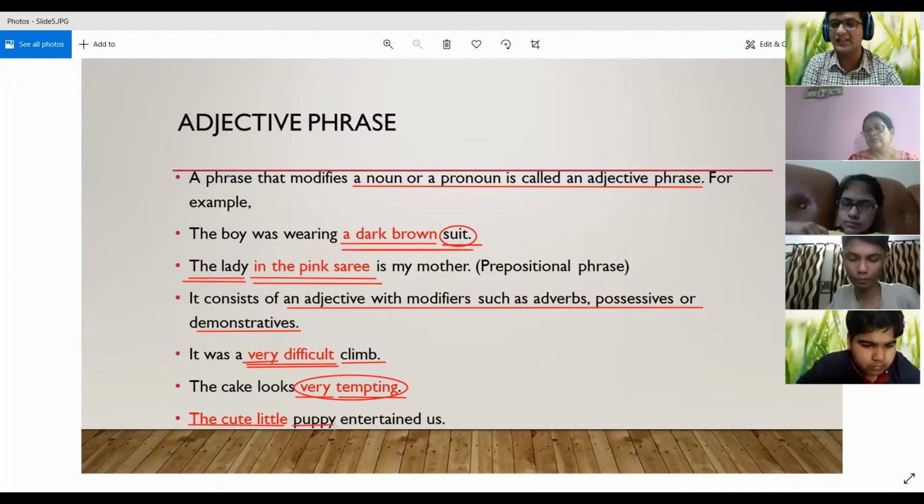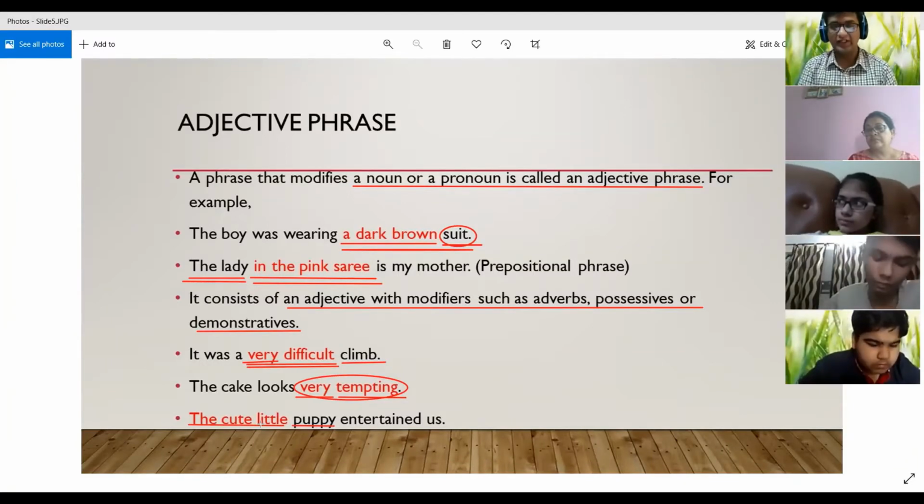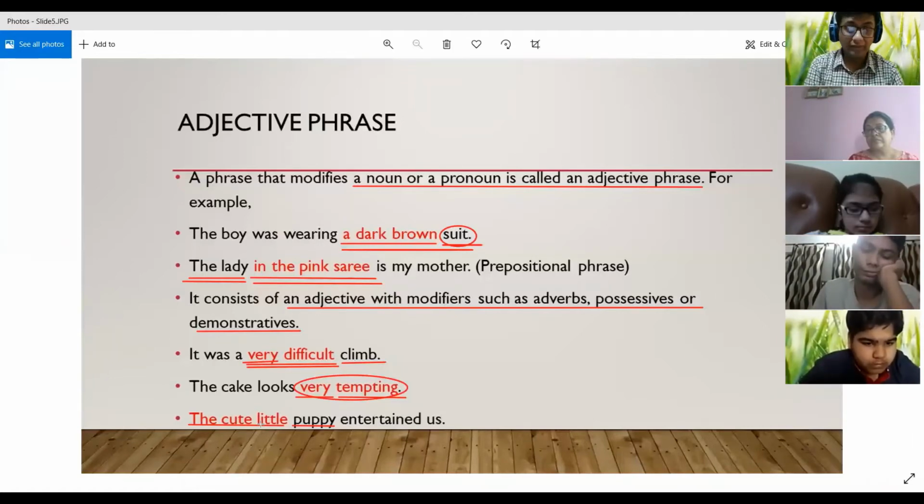Puppy over here is a noun, right? And what the cute little is doing? It is describing the puppy. That is, the puppy was little, it was cute. So again, this is the use of an adjective because it is describing a noun, puppy, that the puppy was cute and little.